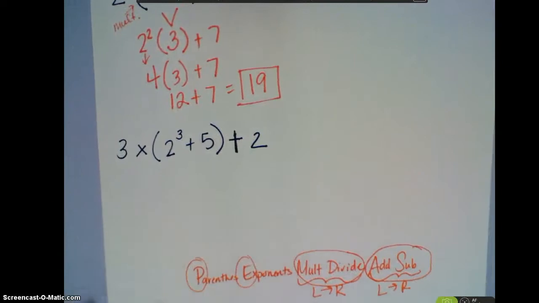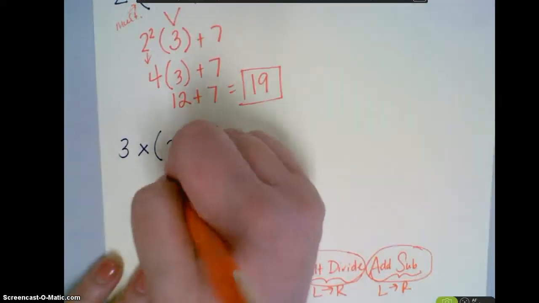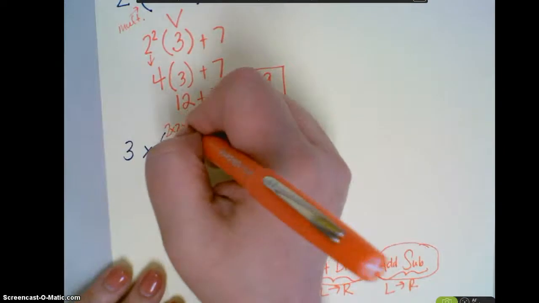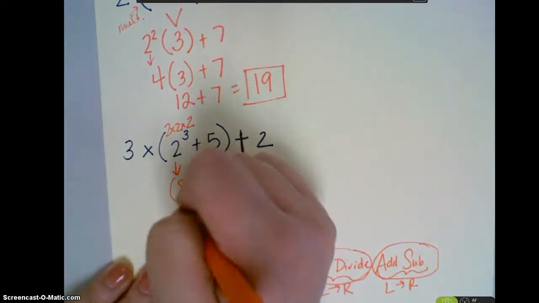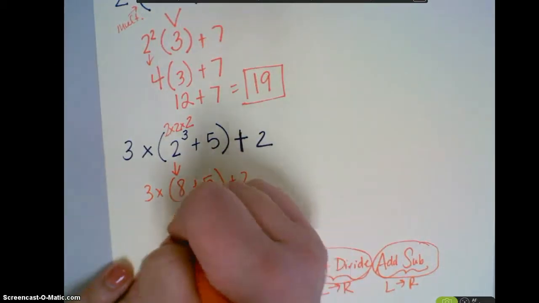Last problem, 3 times, in parentheses, 2 to the third power plus 5 plus 2. So I'm going to go in the parentheses, and I have an exponent, so I'm going to do that first. 2 to the third power is going to be 2 times 2, which is 4, times another 2, which is 8. So this is going to be 8 plus 5. Bring everything else down. 8 plus 5 is 13.